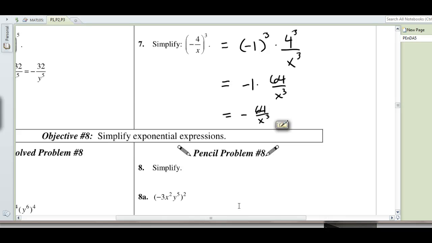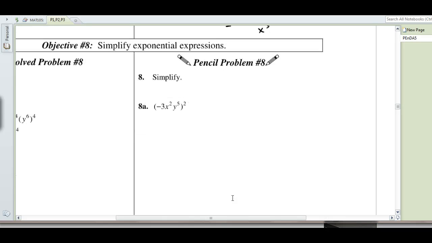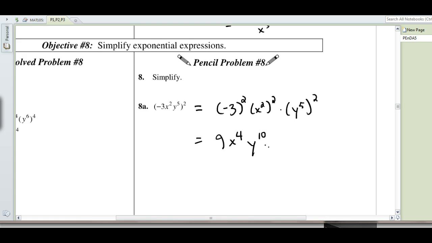Okay. Number 8, even more complicated. All kinds of stuff to distribute the 2 to, but just go one step at a time. So we have the negative 3 squared, and you can split that up if you want. Negative 1 squared times 3 squared, but it's the same if you just do negative 3 squared. Then we have to square x squared and square y to the 5th. So we end up with positive 9 x to the 4th y to the 10th, and that's our answer.